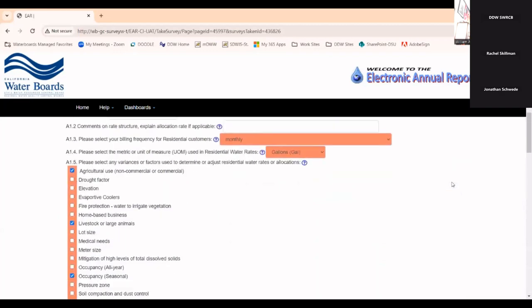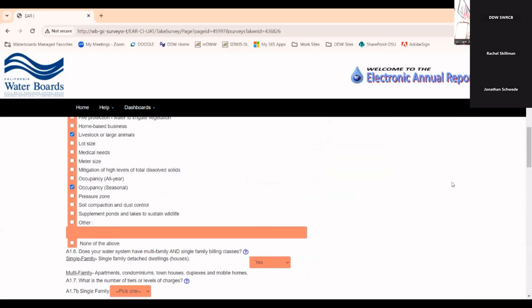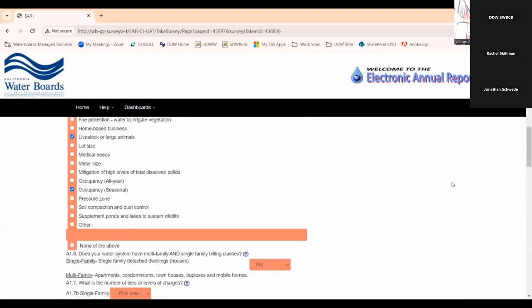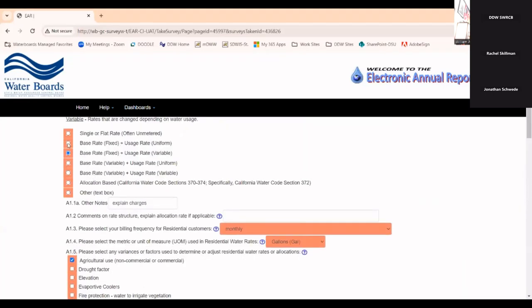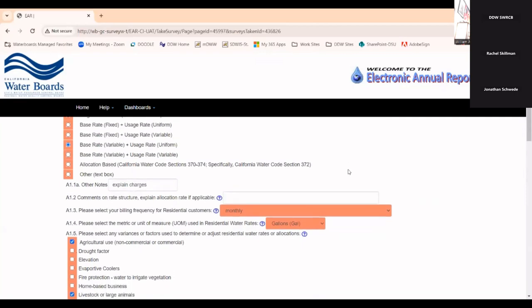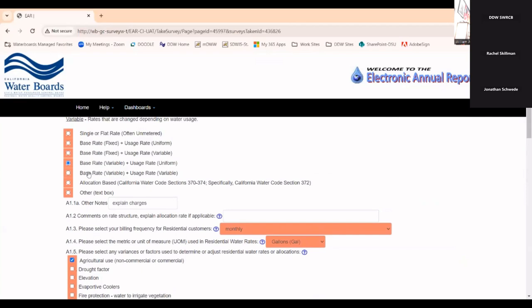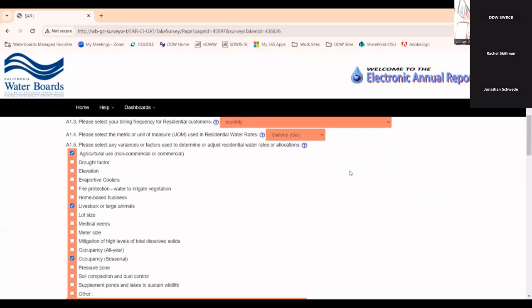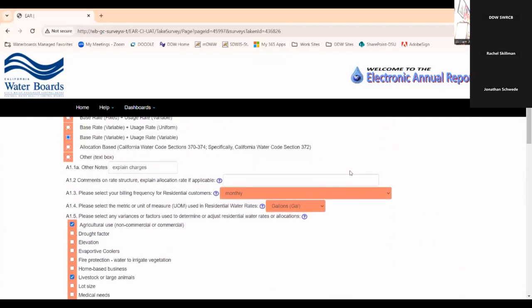I think where the most common issue comes up is just selecting the correct rate structure. So if you scroll back up, we'll go to the rate structure question. We'll do base rate variable, usage rate variable, because that's technically the most complicated one you can have on here. So what we're saying is that depending on how much volume of water you're consuming, you're being charged a different base rate and a different usage rate per tier.